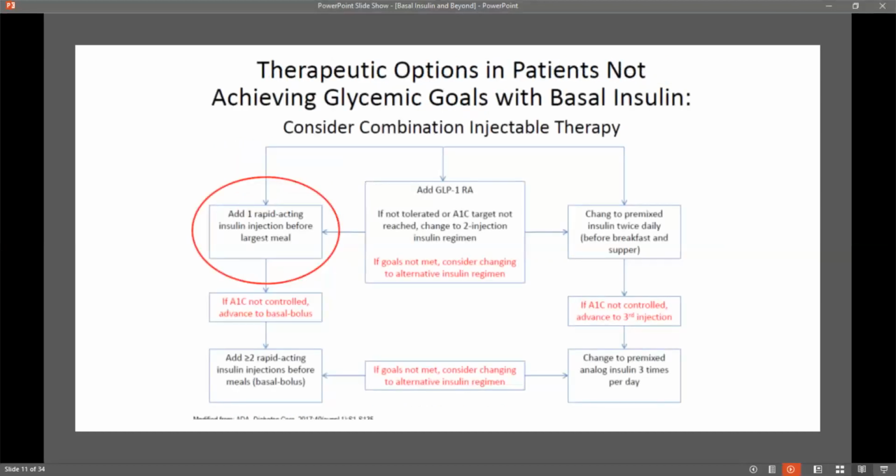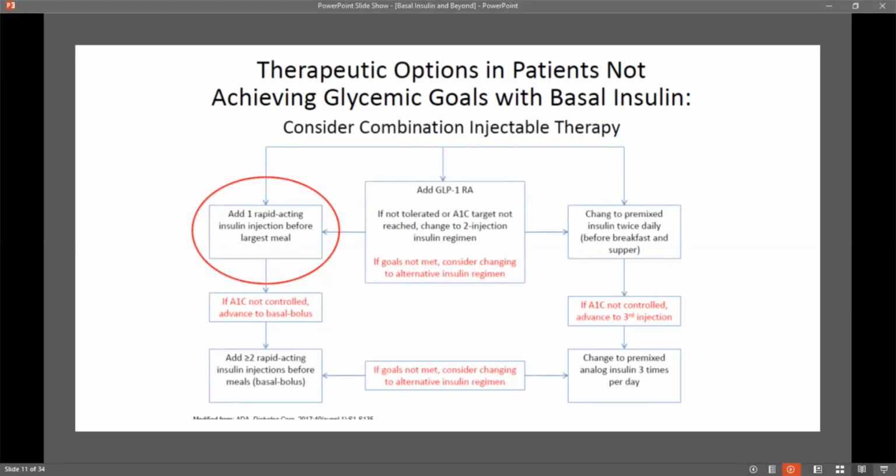So that's pretty much what we have just said. If we have achieved our morning targets with the basal insulin, fasting sugars less than 130 consistently, then we can add one rapid acting insulin before the largest meal of the day. So that's option number 1.